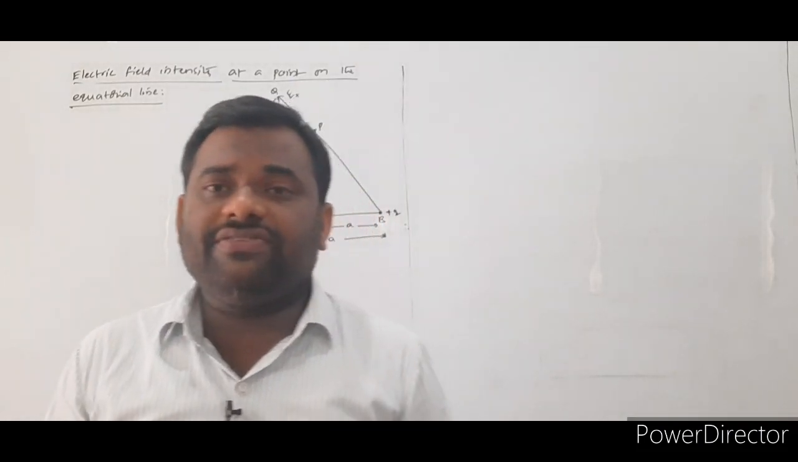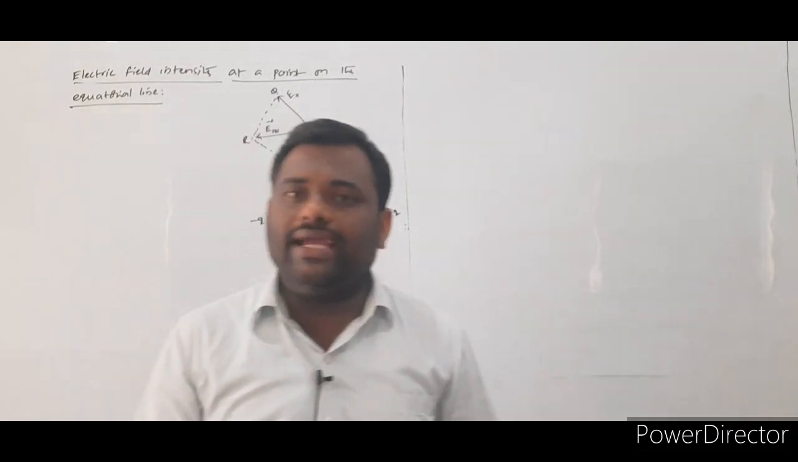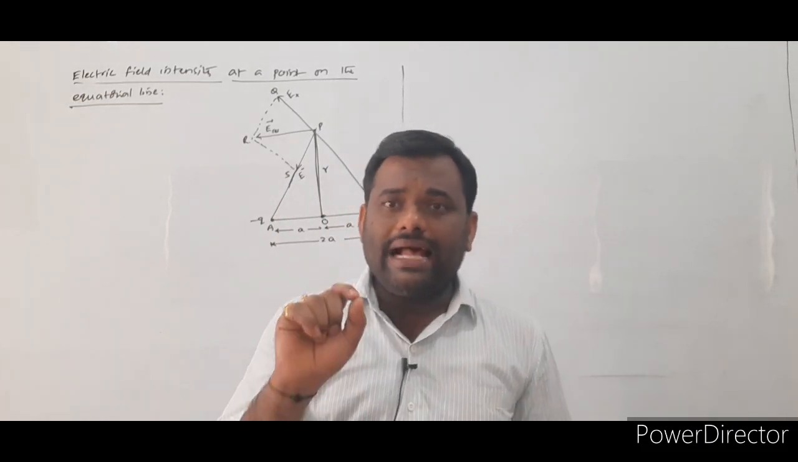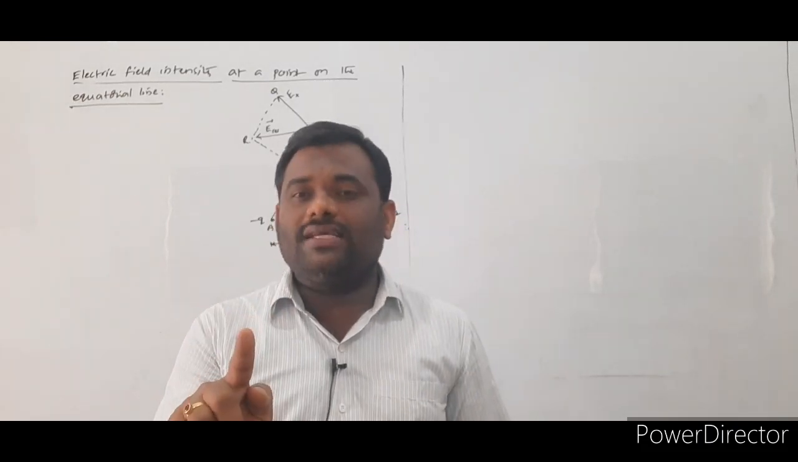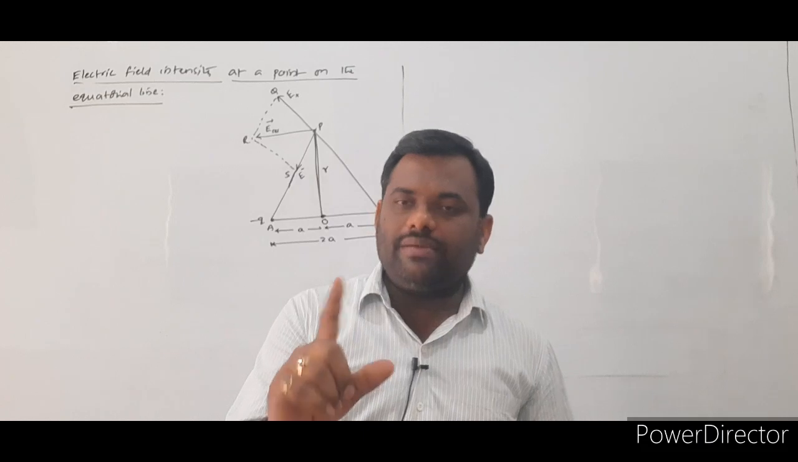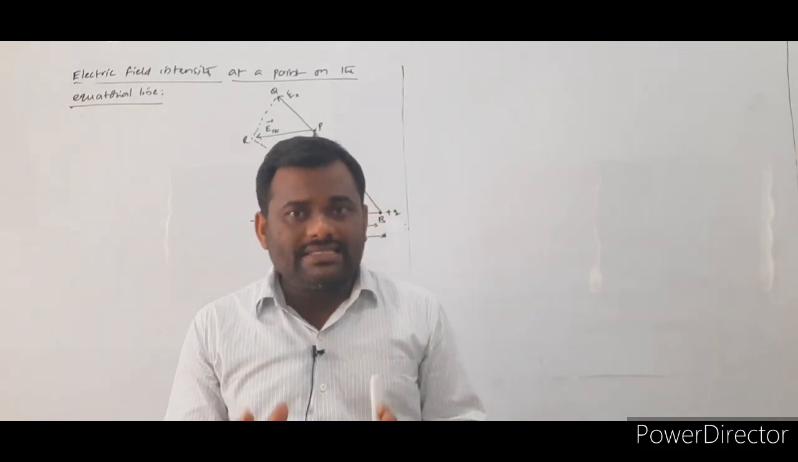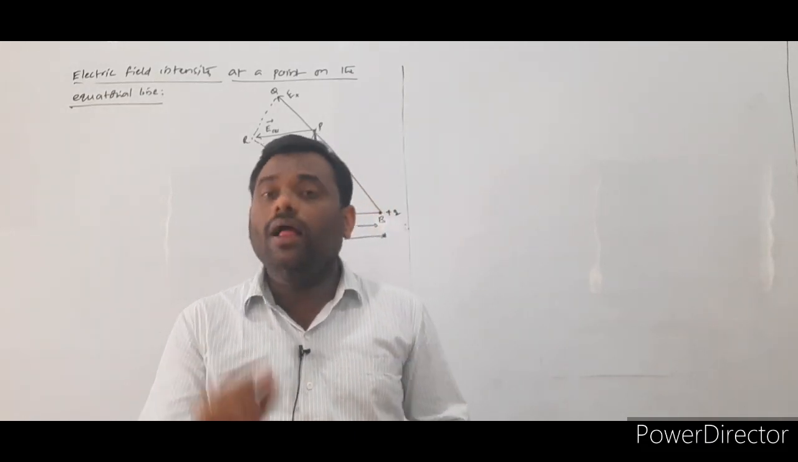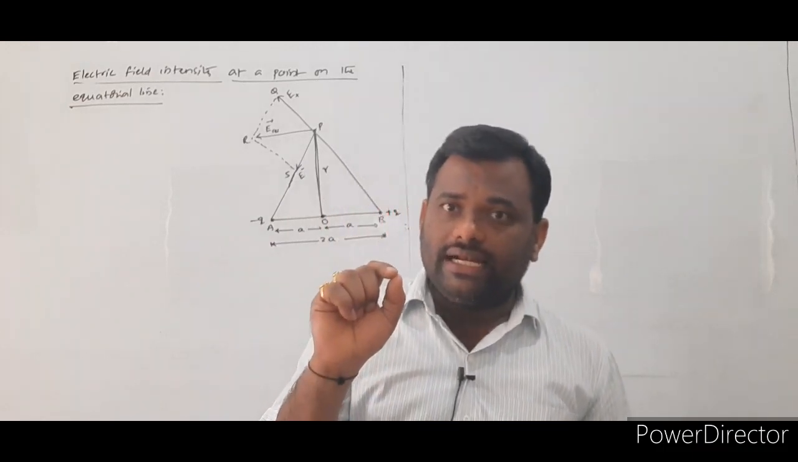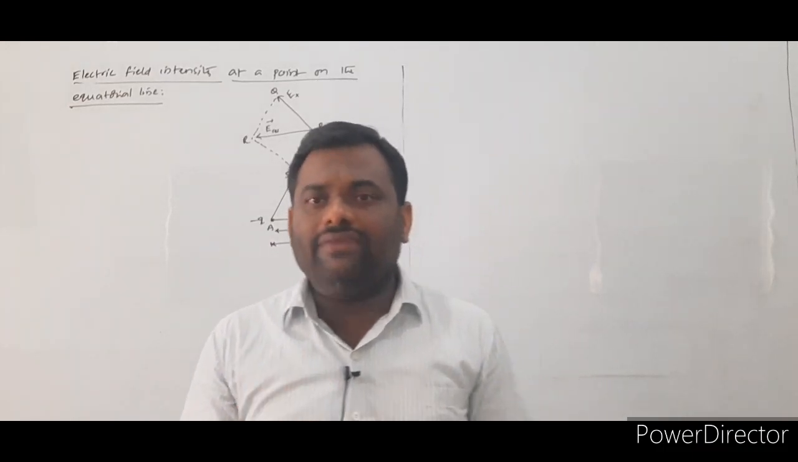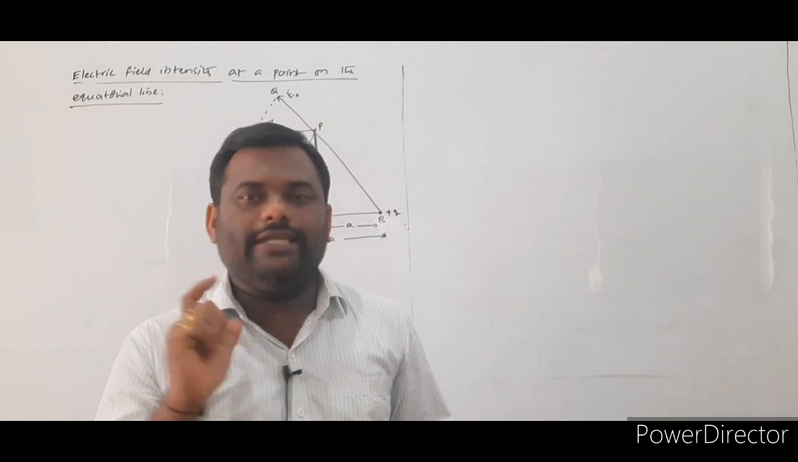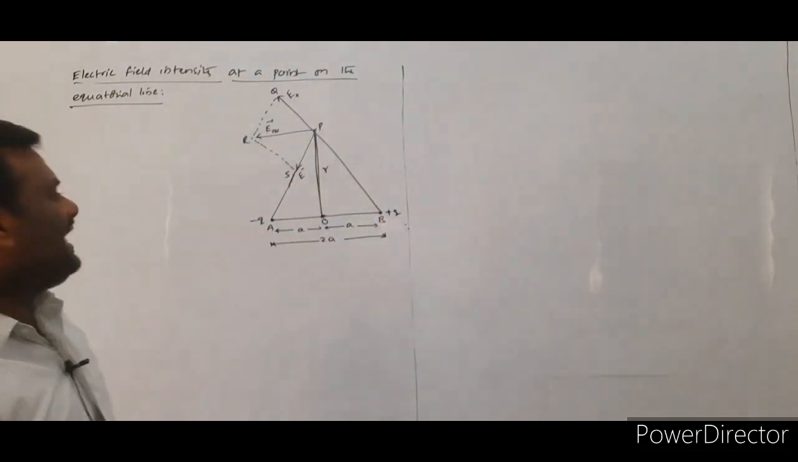Yesterday we defined the meaning of the axial line. The axial line is the imaginary line which is passing through both the charges of the given electrical dipole. Such a type of imaginary line we call the axial line.